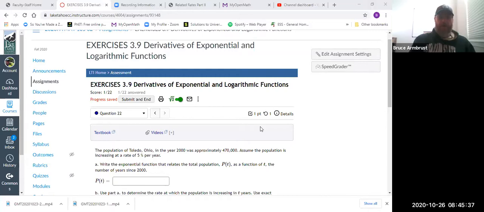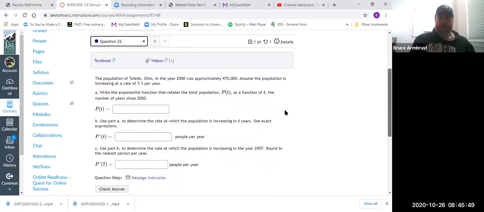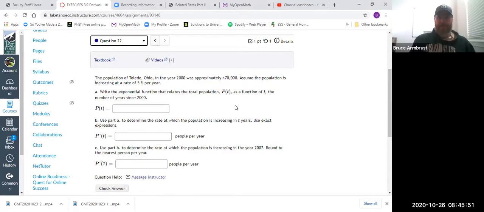All right, so write the exponential function that relates the total population as a function of t, the number of years since 2000. And then we're going to use part A to determine the rate at which the population is increasing in t years, so p prime. And then we're going to plug in 7. Okay. Let me write down the pertinent information here, and then we'll go to the whiteboard.